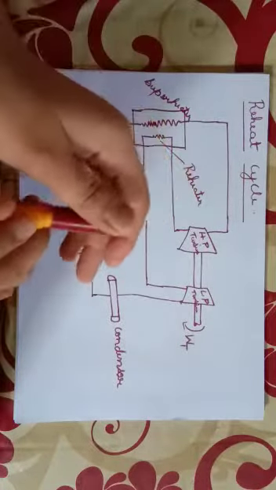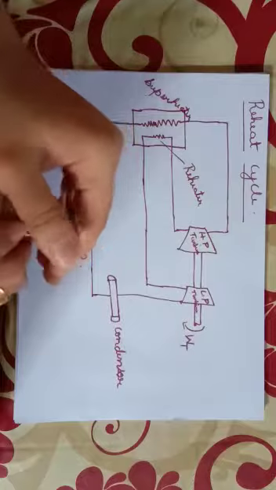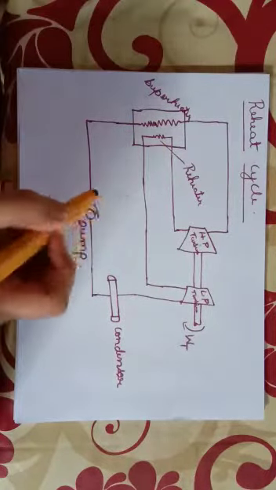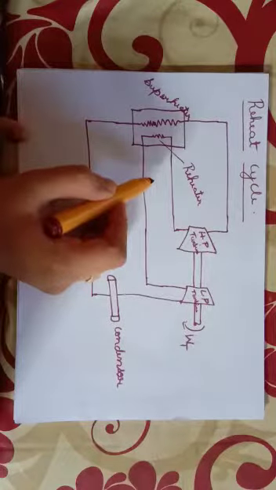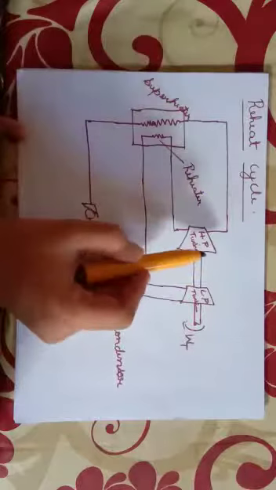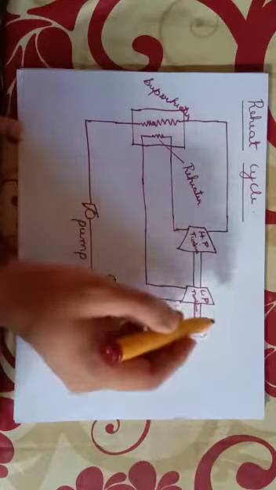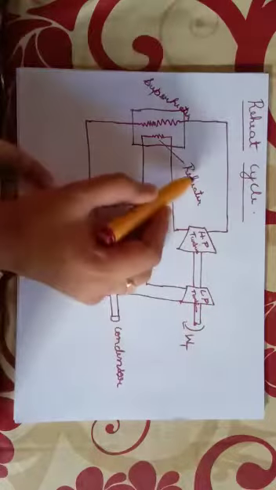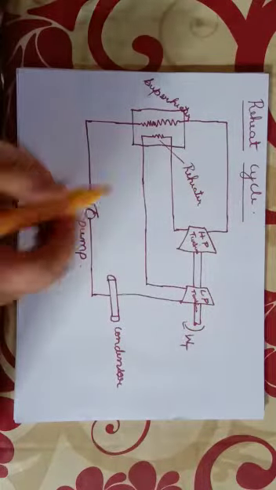Today we will learn about the reheat cycle, which is another vapor power cycle. This is the diagram of the reheat cycle. This is the superheater, this is the high pressure turbine, this is the low pressure turbine, this is the condenser, this is the reheater and this is the pump.